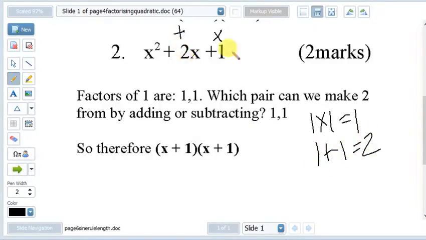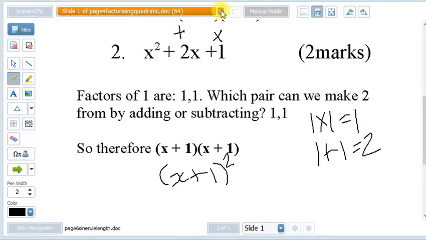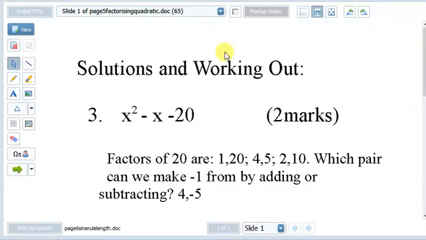So it's two numbers that times together to give this 1 and two numbers that add together to give this 2 here. So again, we put our brackets in with our x and our x, and then we just put our two plus 1s in. Now another way of writing this would be x plus 1 all squared. It's what's called a double root.